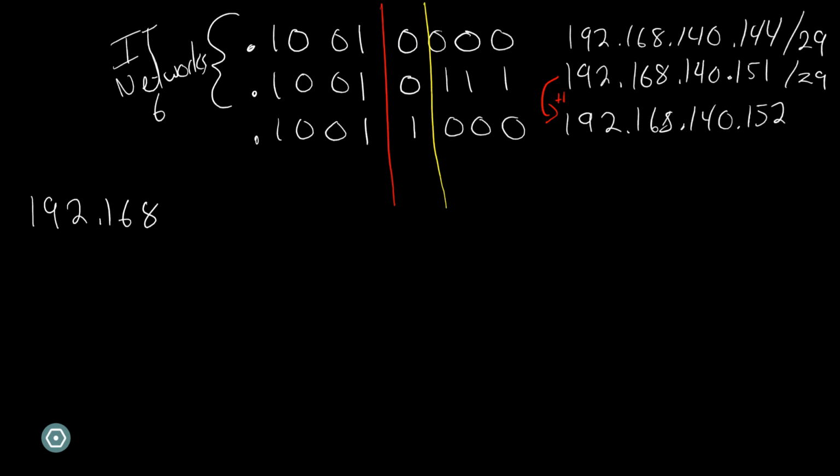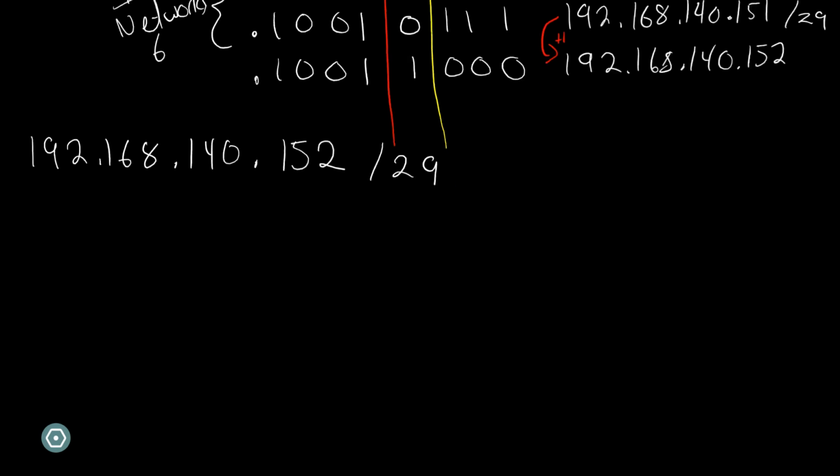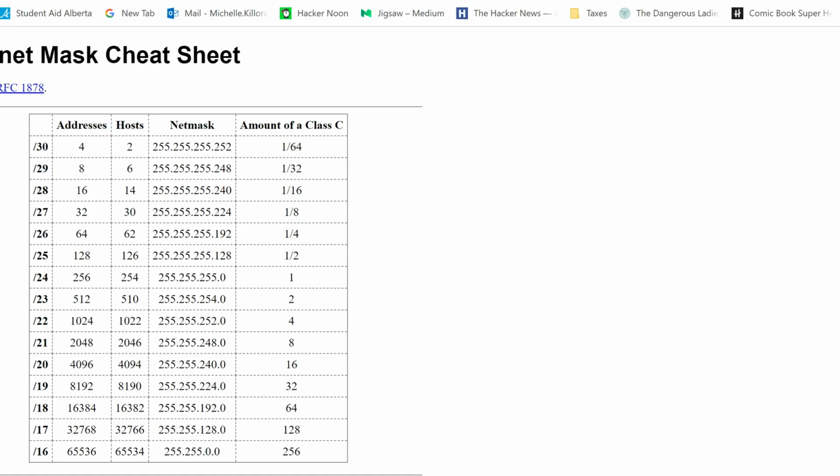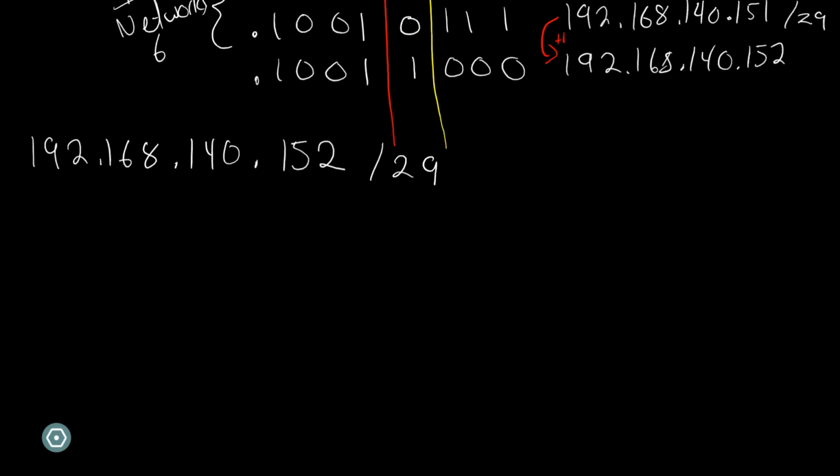192.168.140.152. This is a /29 network. And we are going to split it into networks that allow for 2 hosts. So a network that allows for 2 hosts, looking at the subnet mask, is going to be a /30 network. So it has a subnet mask of 255.255.255.252. So what we're going to do is go ahead and split this into a /30 network.